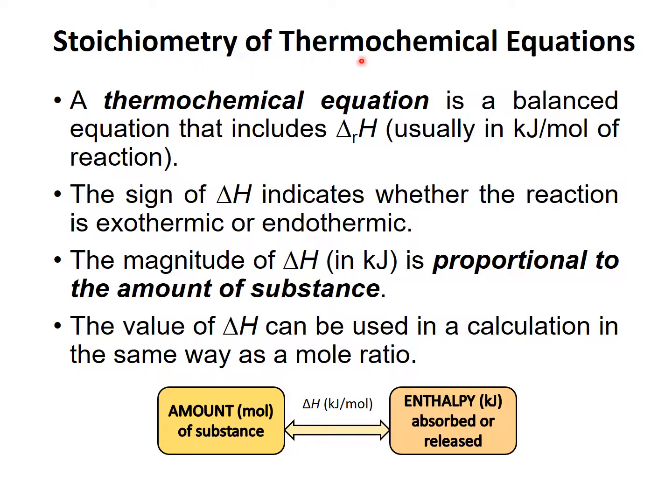Stoichiometry can also be applied to thermochemistry. A thermochemical equation is a balanced reaction that includes delta H. Now, although delta H is strictly speaking an extensive property and should be expressed in kilojoules, when written as part of a reaction, it is usually expressed in kilojoules per mole of reaction.